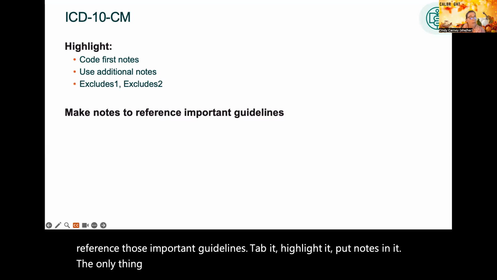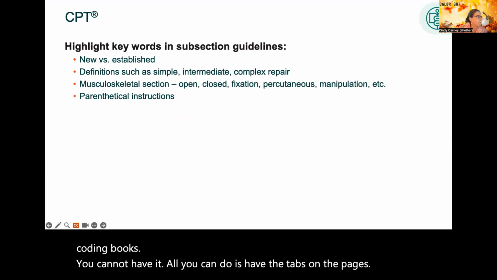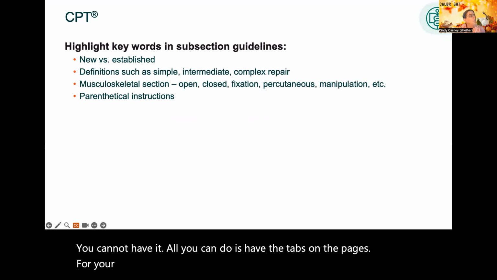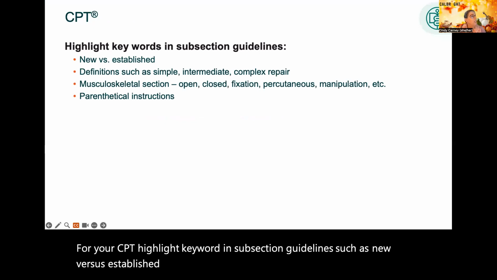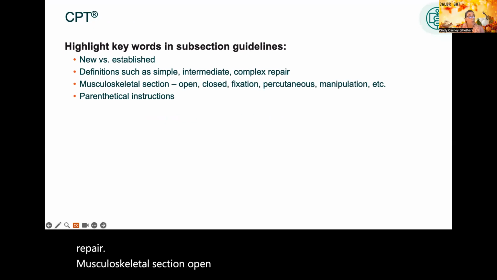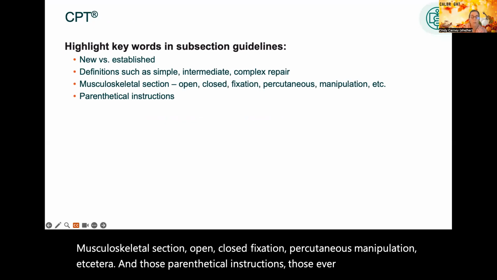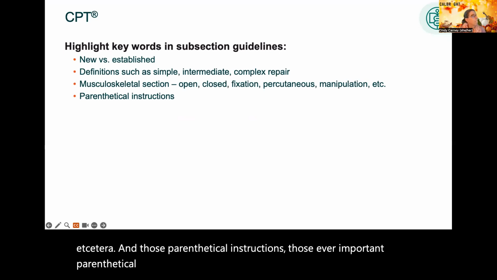The only thing you cannot have is extra post-it notes or papers in your coding books. You cannot have it. All you can do is have the tabs on the pages. For your CPT, highlight keywords in subsection guidelines such as new versus established, definitions such as simple, intermediate, and complex repair, musculoskeletal section, open, closed, fixation, percutaneous, manipulation, etc., and those parenthetical instructions, those ever important parenthetical instructions.